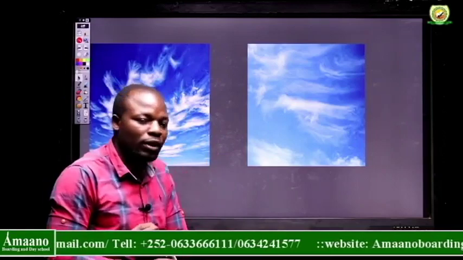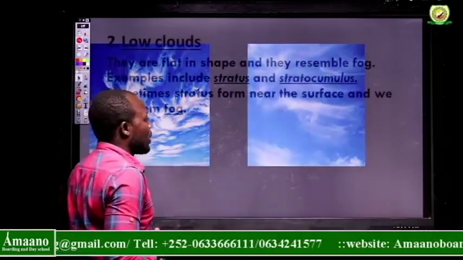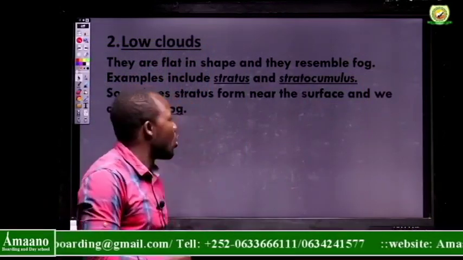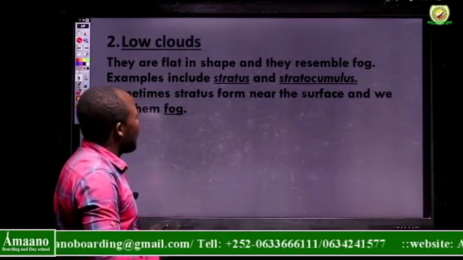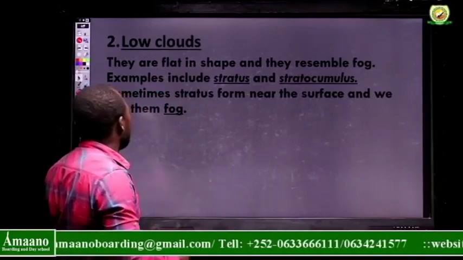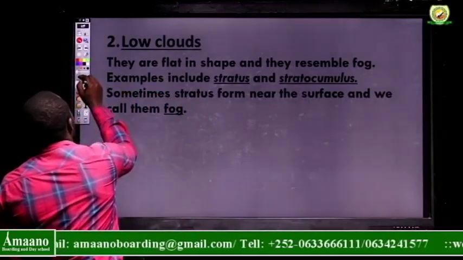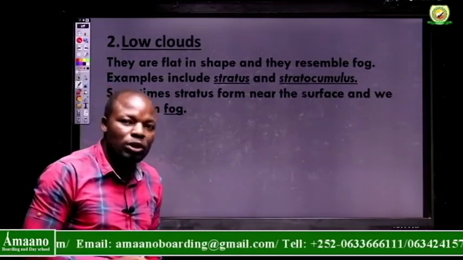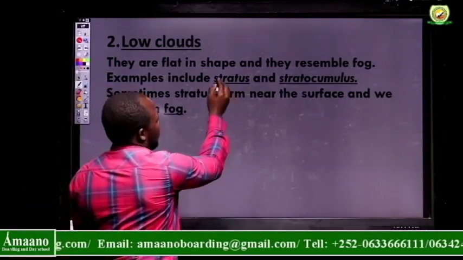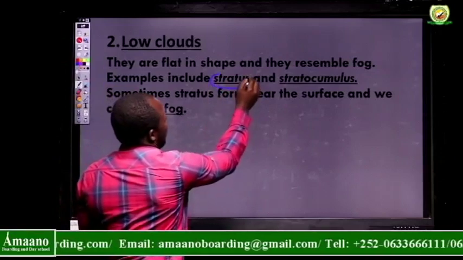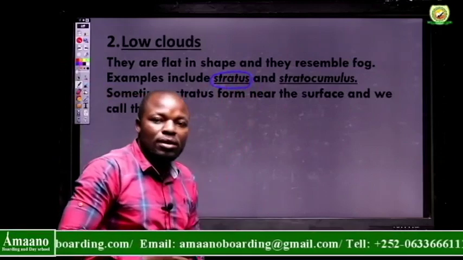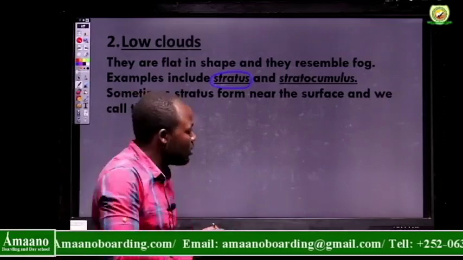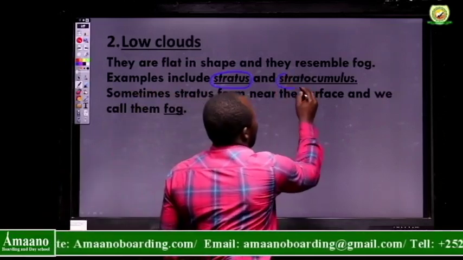That's the first category. The second category of clouds, we said, are the low clouds. Now, these clouds are flat and they resemble fog. Examples include stratus, pronounced stratus, and stratocumulus.